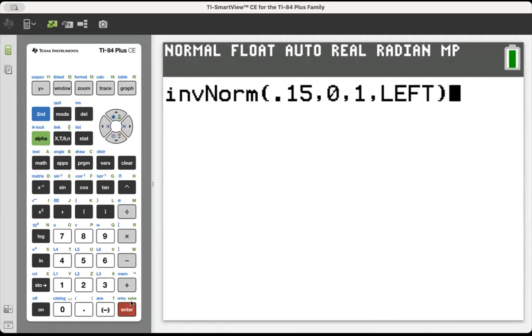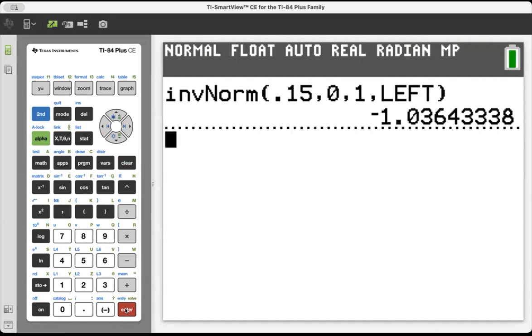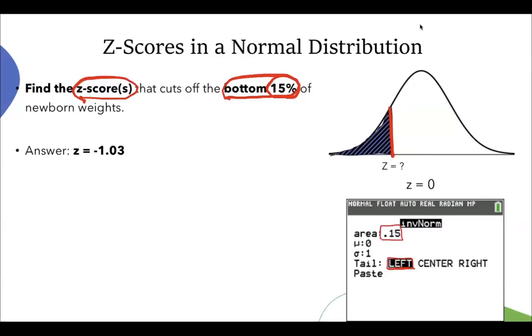It brings it to the home screen. Then you hit enter again, negative 1.0. Oh, it looks like I rounded incorrectly. Negative 1.04 is the correct answer. So when we go back to the slideshow, let's fix that. Negative 1.04. Okay, so let's fix this. Negative 1.04.